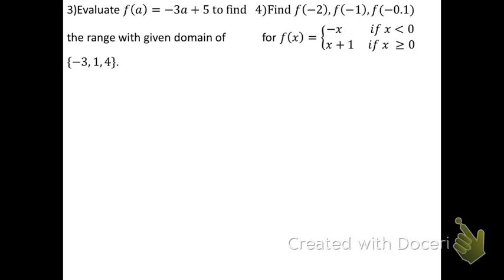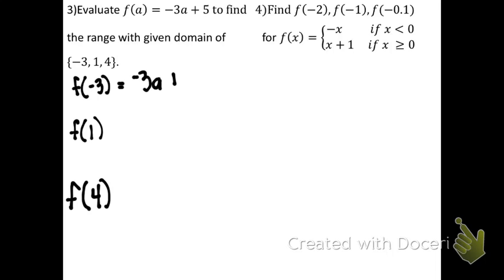Let's do number 3 now. Number 3, it's saying evaluate f of a when it's equal to negative 3a plus 5, to find the range with a given domain. This is our domain, so these are our inputs. Excuse me, these are our inputs here on the bottom. So it's asking us for the output, which is the range. So we need to figure out what's f of negative 3, f of 1, and f of 4. There's only one rule, so we use one function, which is going to be equal to negative 3a plus 5.